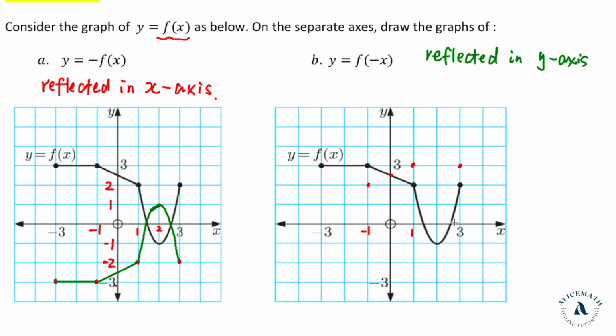So this is still the parabola. We find the vertex is here. The vertex now is 2 and minus 1. So we should change the sign of the x-coordinate. So positive 2 should move to the negative 2. So the vertex would be moved to here. And also we have two x-intercepts.